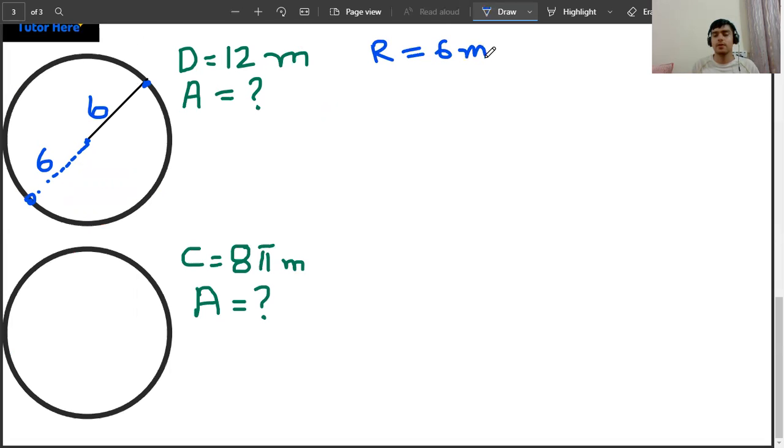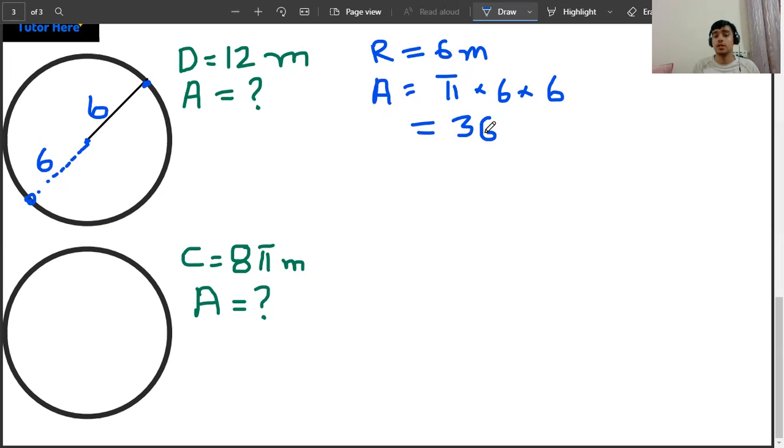Okay, here we have it. And the area formula is pi r square. So let me just write A is equal to pi into r square, which would be 6 into 6. Okay, and 6 into 6 would give you 36. So that'll be 36 pi.